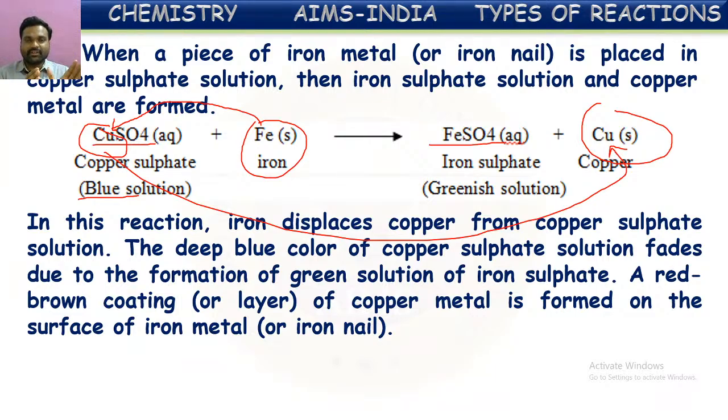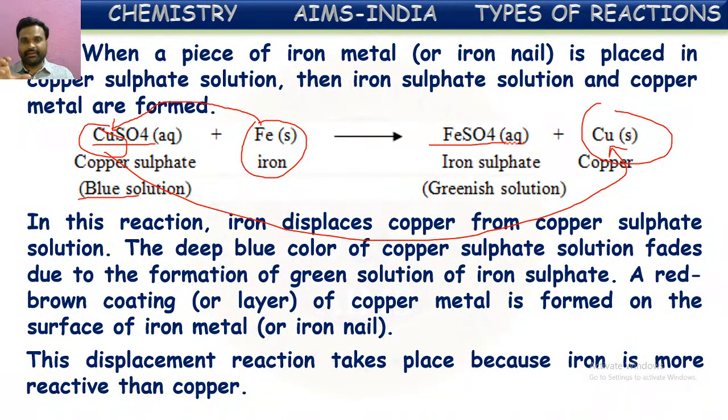So what is happening here? Blue colored copper sulphate solution turns into green color because of the formation of iron sulphate. Iron sulphate is green in color. So here what is happening? A more reactive metal, iron, is displacing the less reactive copper metal. So this displacement reaction takes place because iron is more reactive than copper.